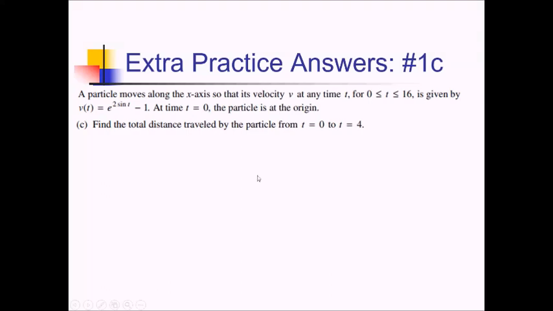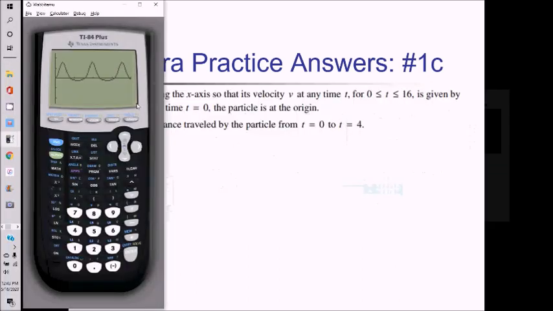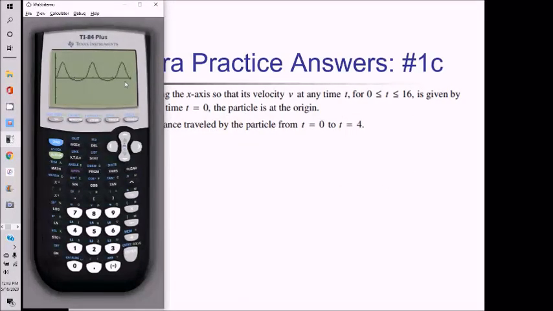For this problem, we want to know the total distance traveled by the particle from time 0 to 4. Taking a look at my graph one more time, every time we cross the x-axis here, the particle is changing directions. So one way to do this would, of course, be to take the integral of each of these sub-intervals between the x-intercepts, and then just make sure you're taking the absolute value of all of them.